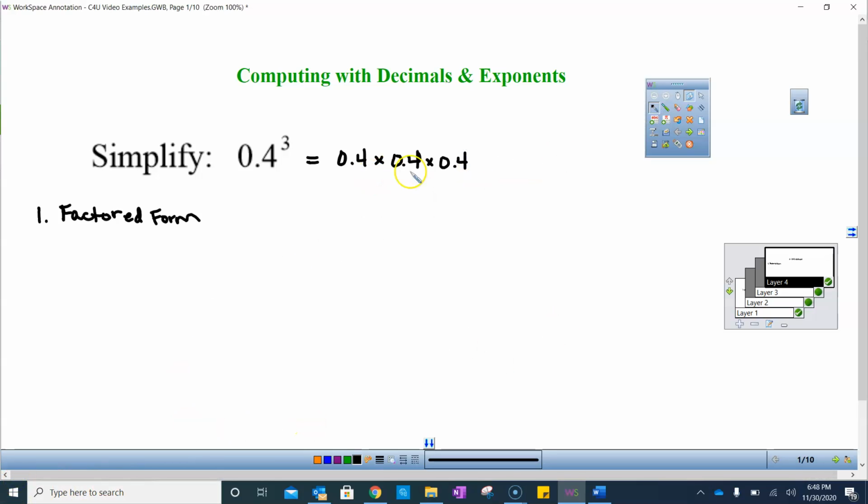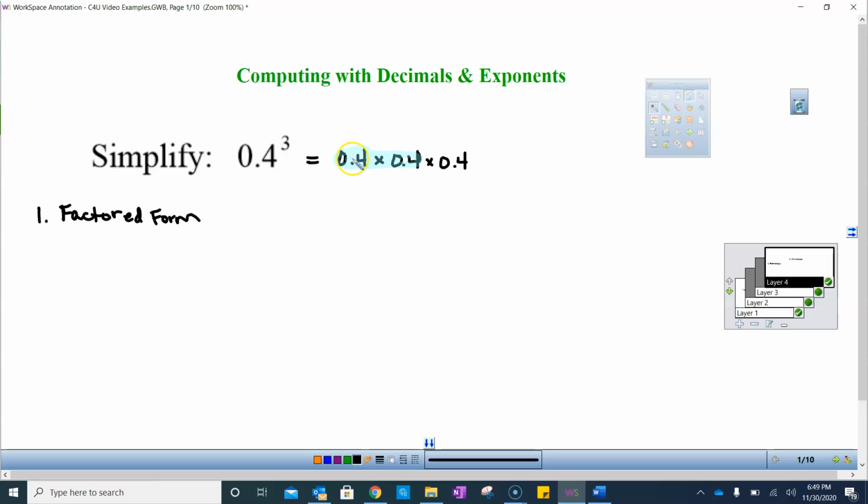Now that we have it written out in the longer form, there's a few ways we can handle it. The first thing I'm going to recommend is we just work two factors at a time. So we're just going to go left to right. We're just going to deal with the first two factors, which is 0.4 times 0.4. And we're going to ignore the decimal. We're going to pretend there's no decimals and that it's 4 times 4.